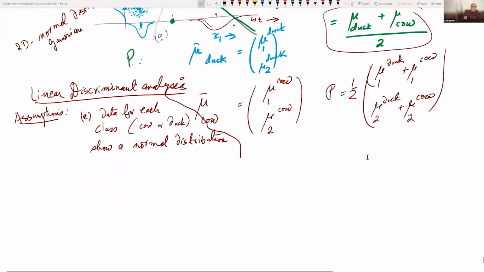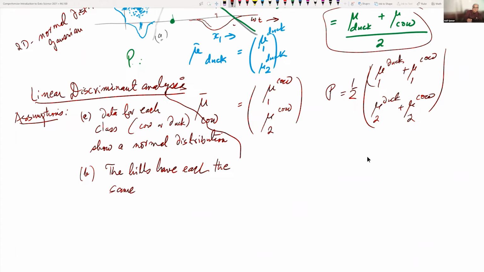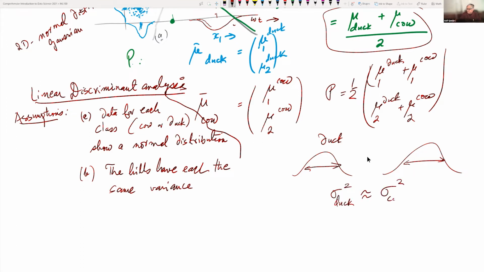So this is one assumption. The second assumption is the hills have each the same variance. What does it mean? Let's say that this is for the duck and this is for the cow. You know that the variance of the weights of the cow is much more than that of the duck. But as a simplifying assumption, you say that the sigma square of duck is approximately sigma square of the cow. Means both the classes have the same variance.